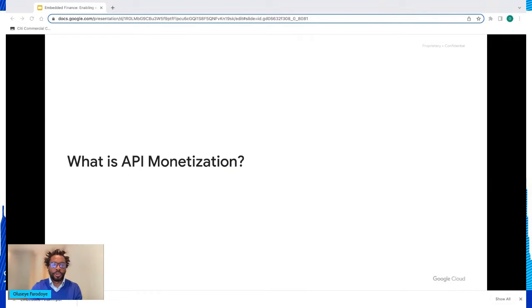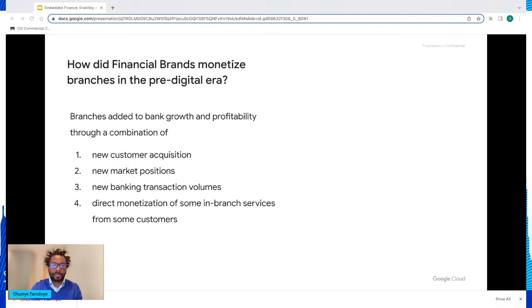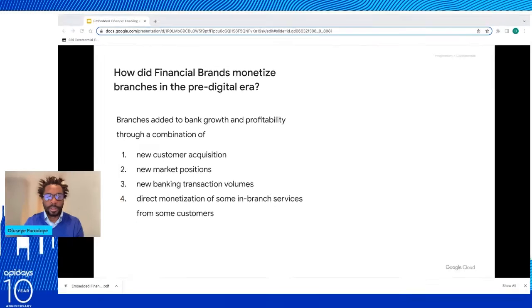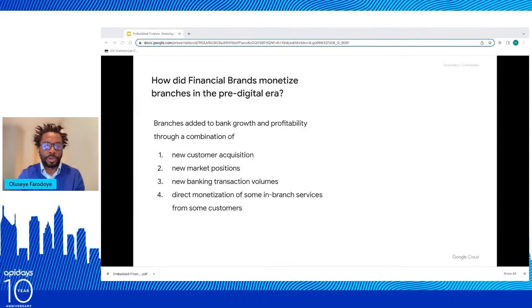And this leads us to API monetization. How did financial brands monetize branches in a pre-digital era? Branches were established and set up for new customer acquisition, to be able to target new market positions, create and ensure new transaction volumes, and in some cases, direct monetization for some services within the branches. This is how banks have done monetization in the past.